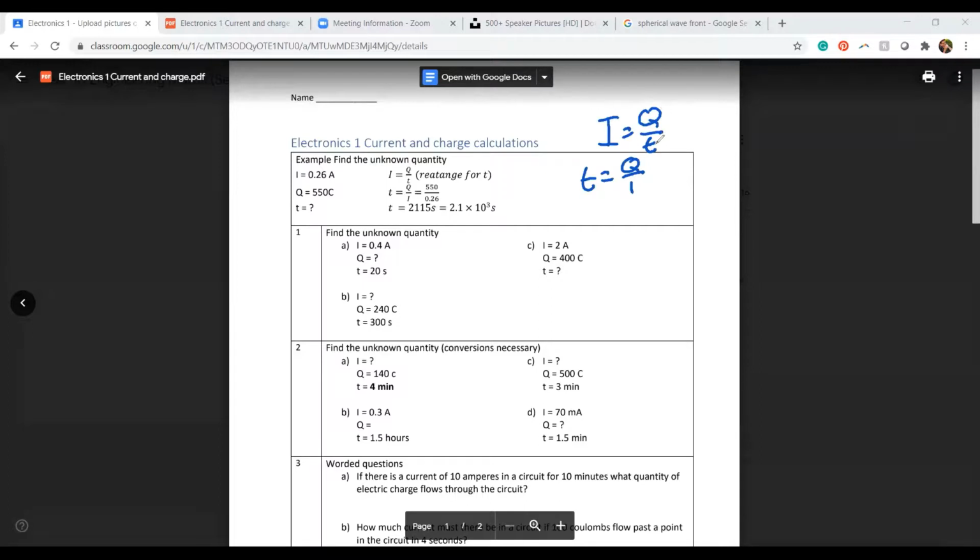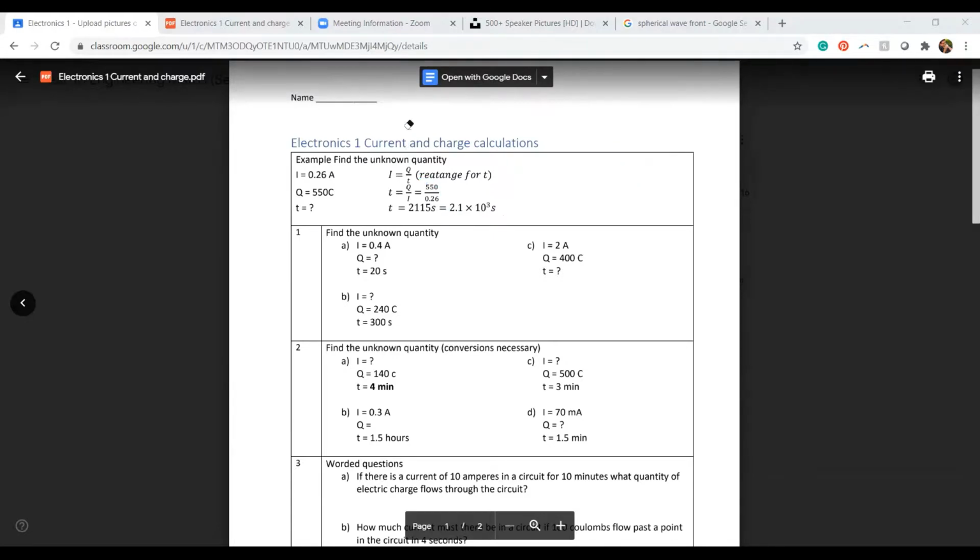You can think about that as just swapping the T and the I. You can actually do that with any sort of formula where it's something divided by something. And then once you've swapped it, you just put in the values of Q, which was 500 coulombs, the values of I, which is 0.26, shove them in. That gives you 2.1 times 10 to the power of 3, and the units in this case are seconds.